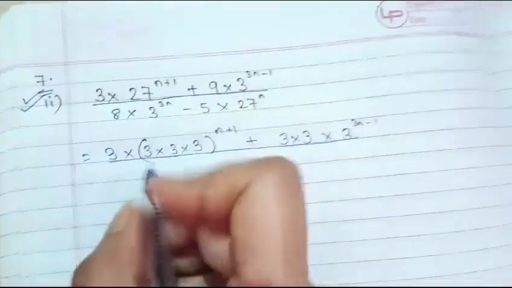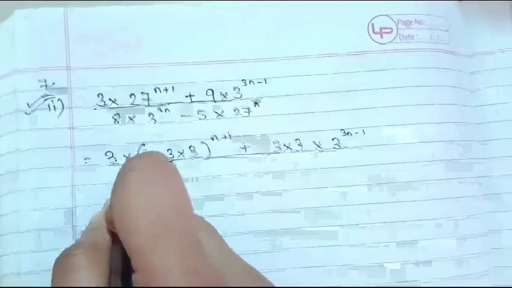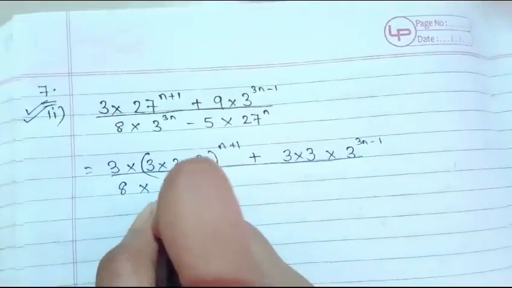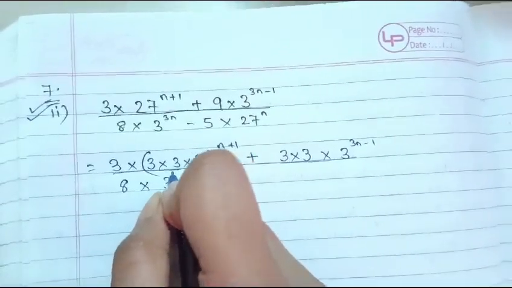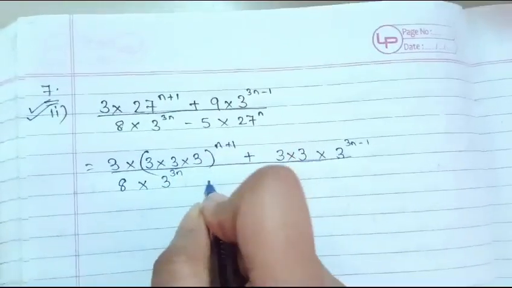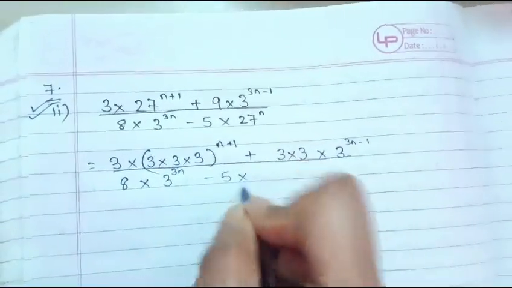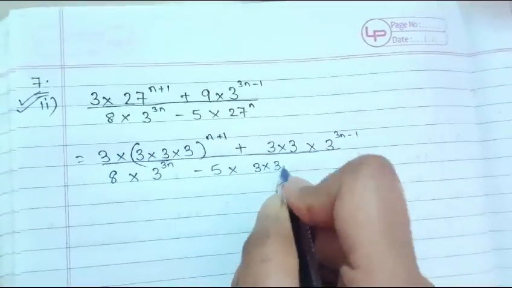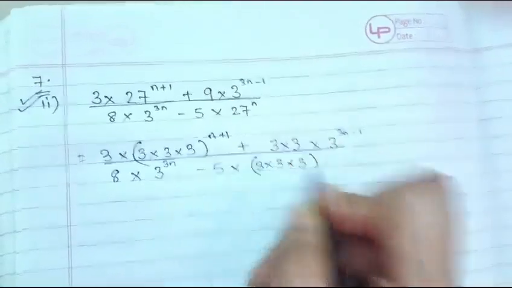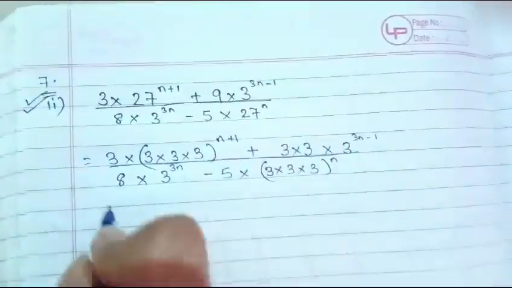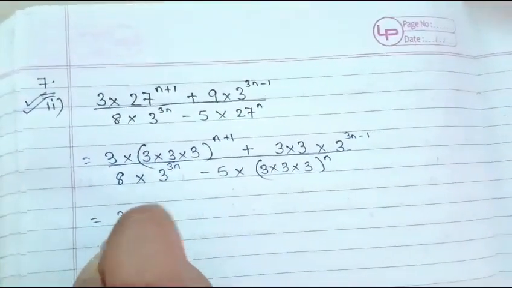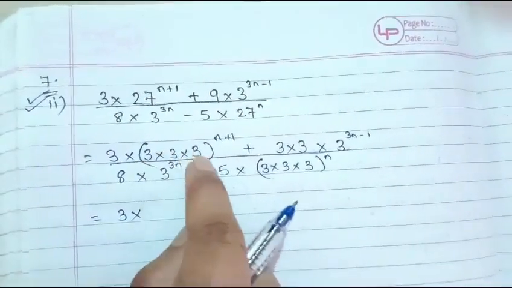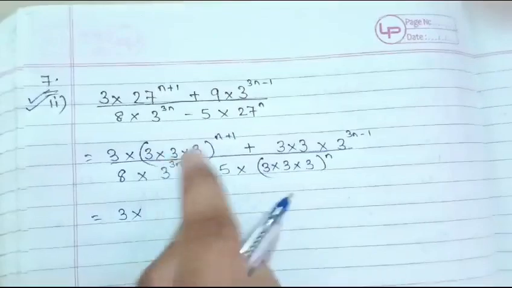So you can keep it as it is, and then this value that we have over here is 3 raised to the power 3n minus 5 into, again, 27 can be broken down as 3 into 3 into 3, whole thing is raised to the power n. Solve further. Now you have broken down this as 3 into 3 into 3. You write this in the form of power.